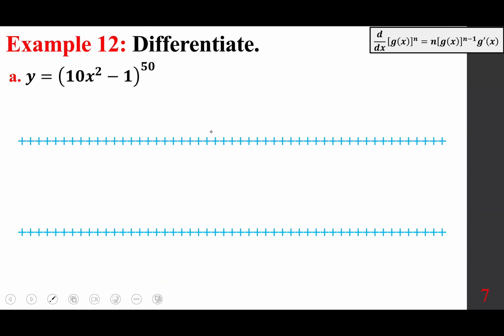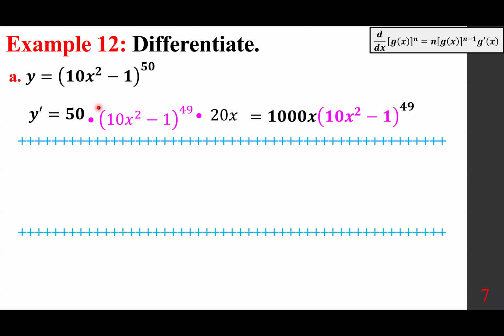All right, y equals cosine of 10x squared minus 1 to the power of 50. We want to differentiate this. And clearly, we can use the extended power rule. So you write the formula from memory, and you start working on it. So y prime starts with 50. Then the function g of x to the power of n minus 1, this thing to the power of 49. And g prime, the derivative of the inside, which is 20x. And now we put this in front, and we end up with 1000x times 10x squared minus 1 to the power of 49.